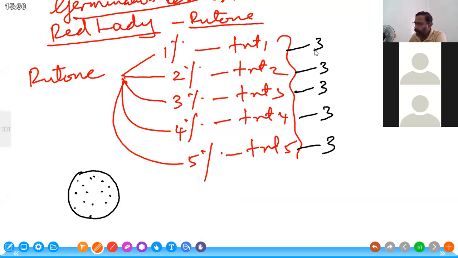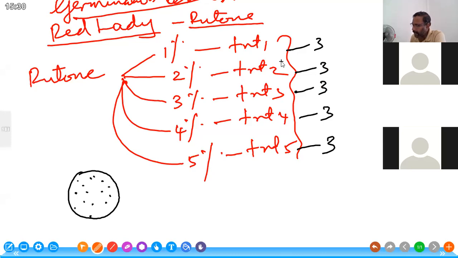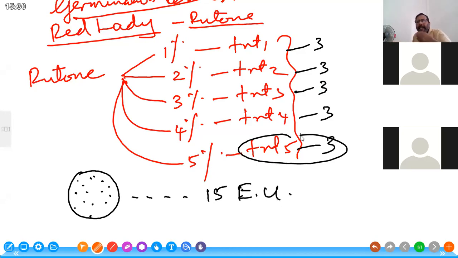How many experimental units do I need altogether? Pardon? 15. 15, yes. So likewise, you need 15 experimental units, right? Because each treatment, you are replicating 3 times, right?